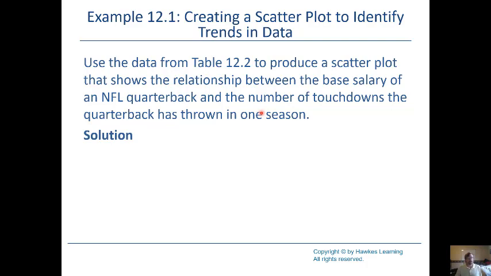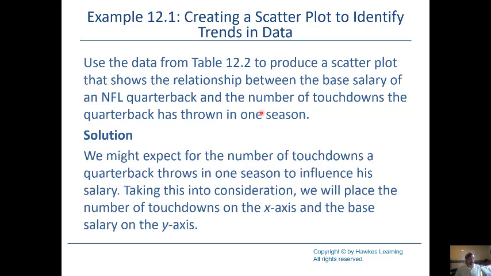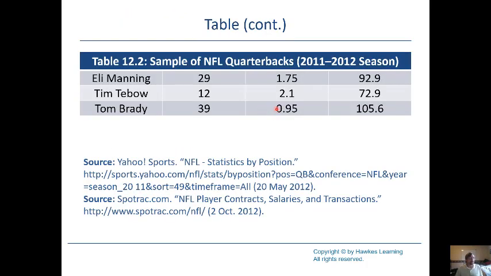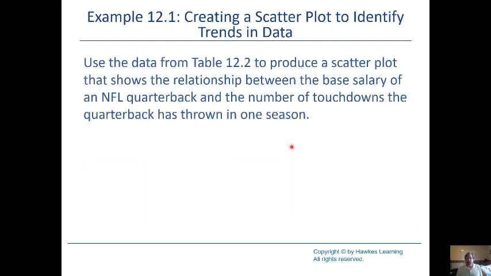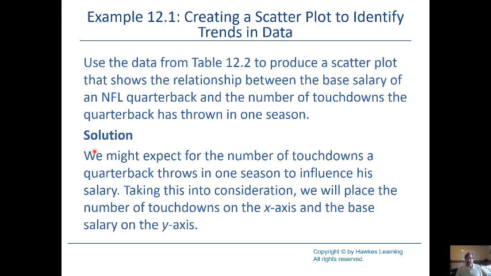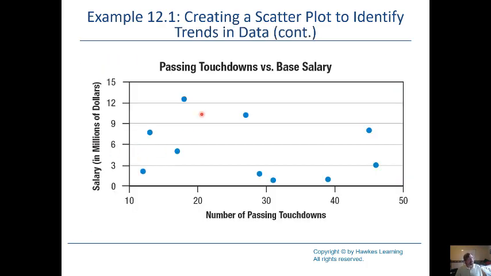Which variable do we think is likely to be the one that influences? I would think that the more touchdowns they throw a season, the more they get paid. So I'd probably do touchdowns on the x-axis and base salary on the y-axis. If we take this data and plot these points, I'd plot one point at 46 and 3 million, 18 and 12.5 million, etc. And what we see is this.